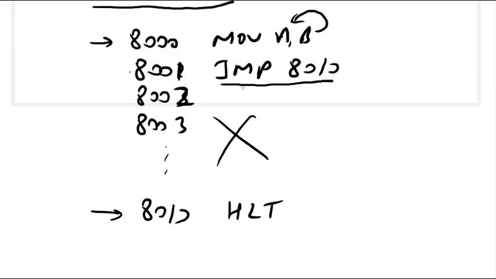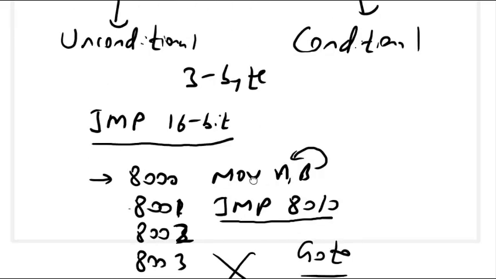So this JMP is called the unconditional jump. We are not giving any condition, we are just specifying jump. We can say it is equivalent to the goto instruction of a high level language. So this is called the unconditional jump.